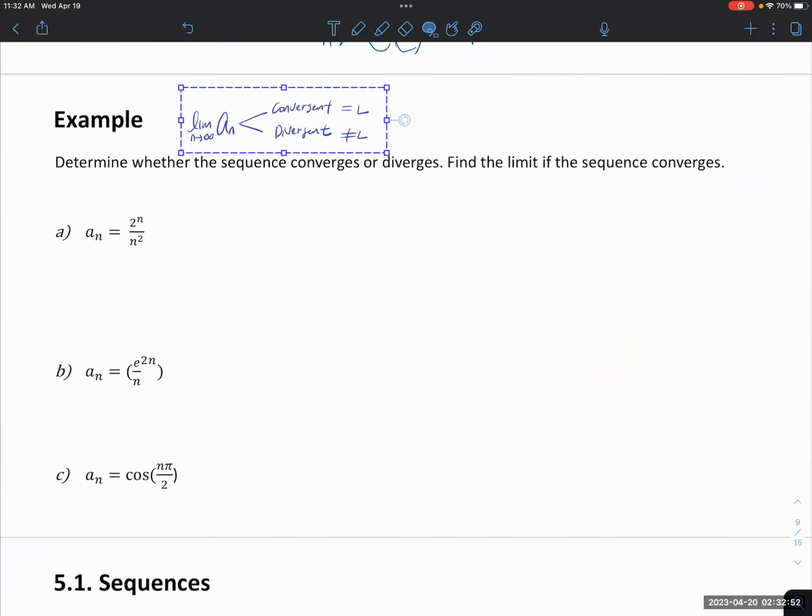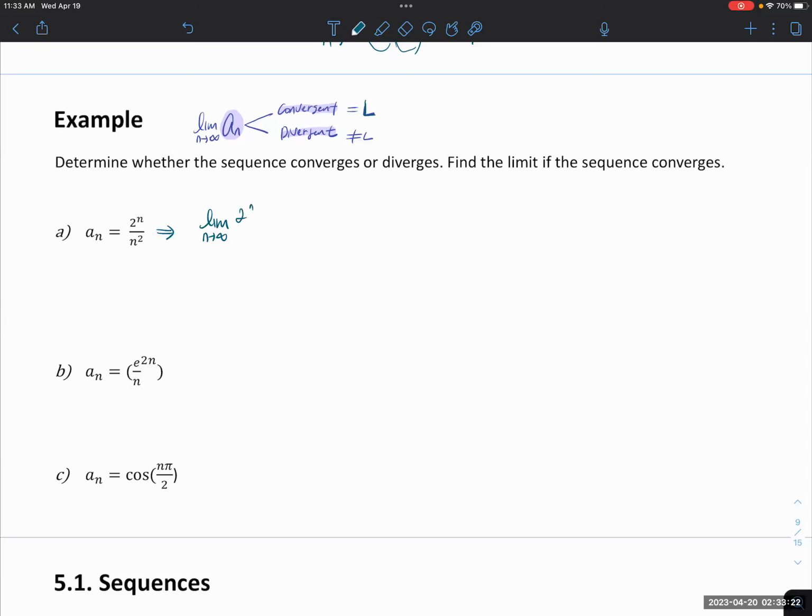We are checking whether the given generalized form is convergent or divergent when you take the limit. If there's an L, it's going to be convergent. If there's no limit, it's going to be divergent. So let's do this work. Letter A, a_n is given. We are going to take the limit because I want to know whether it is convergent or divergent as n is getting larger and larger.